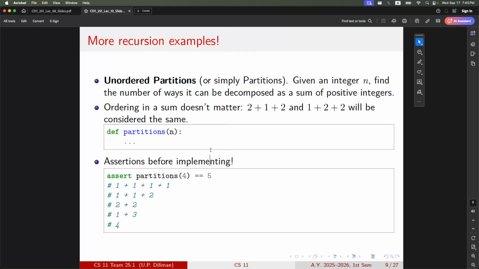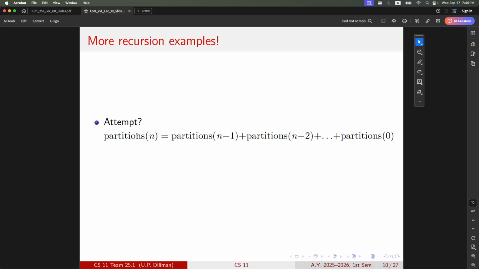Okay, how do we implement this? Well, let's try some wishful thinking. By wishful thinking, how many choices do we have for the first partition? So we need a positive integer, so we could have 1 up to n, right? So looks like the answer is like this, right?